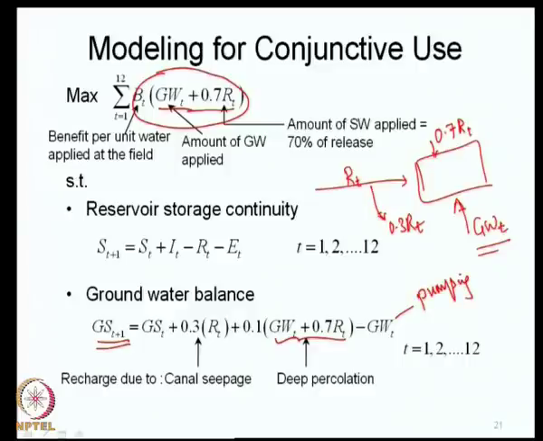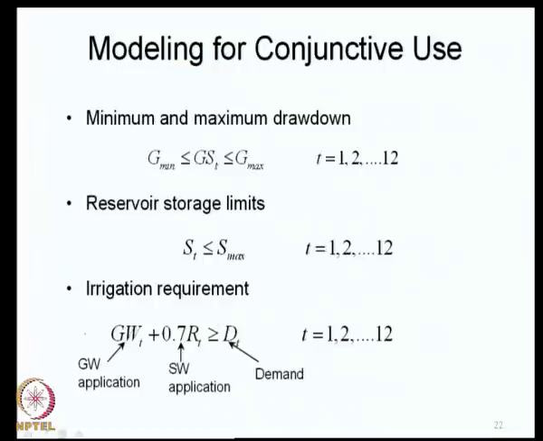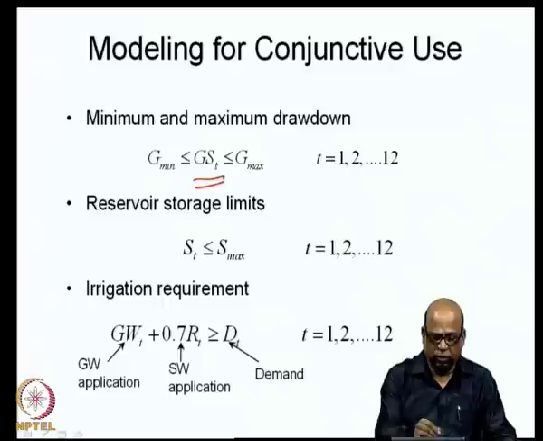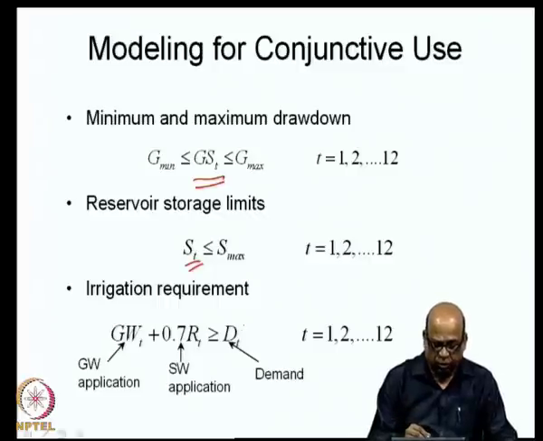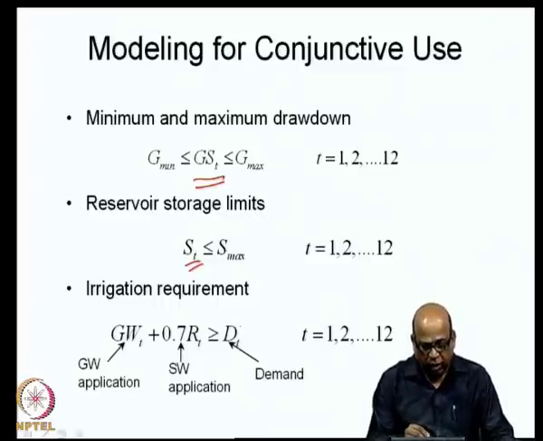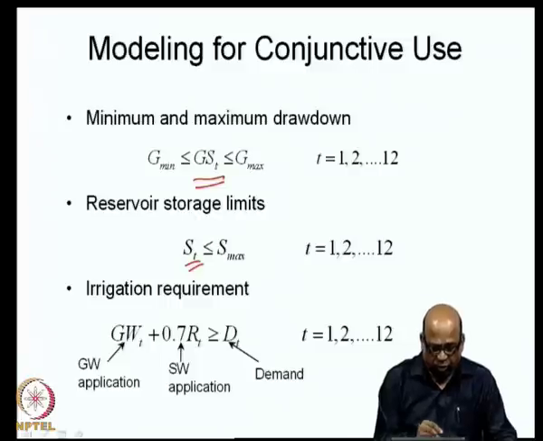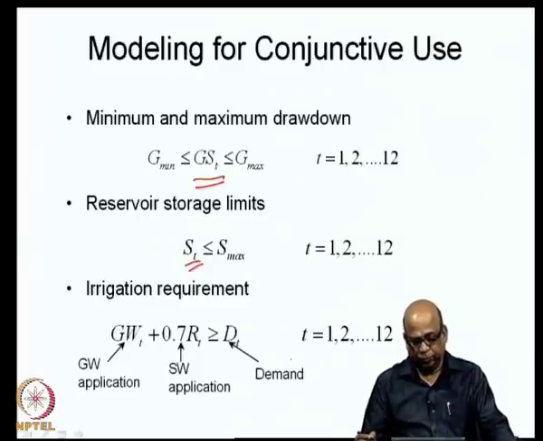So, these are the two major constraints that we need to look at. One is the storage continuity, that is the reservoir storage as well as the groundwater balance. Then we put all other conditions that our groundwater storage must be within these two limits. The surface water storage must be less than or equal to S max, and then we put the condition that whatever you apply at the irrigated area, namely the groundwater application plus the surface water application, must be greater than or equal to the demand itself, dt.